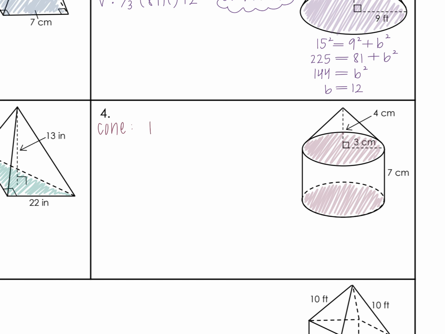So for my capital B here, we'll have our pi r squared, which they give us our radius is 3. So 3 squared times pi is going to give me 9 pi. And then my h is going to be the 4 centimeters. So finding my volume, I would have 1/3 of 9 pi times 4, which should give you 12 pi.